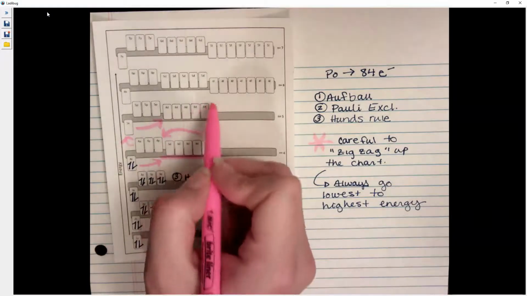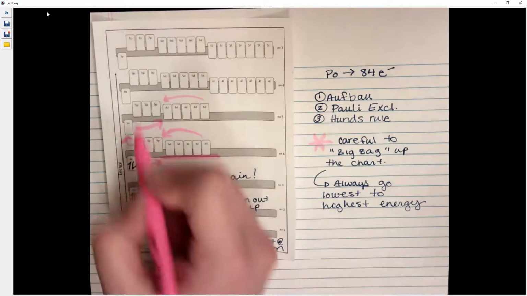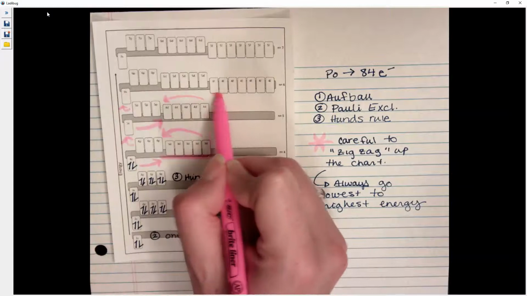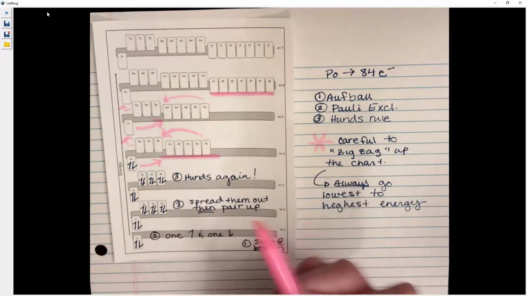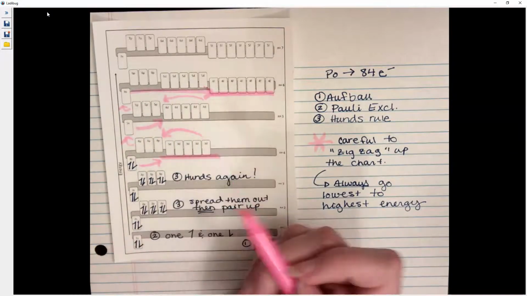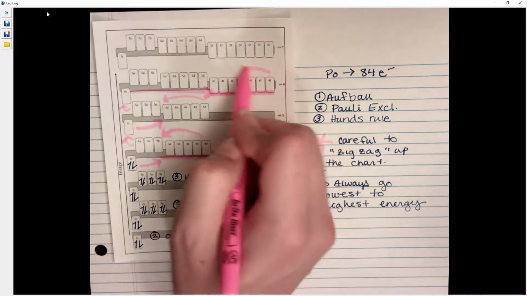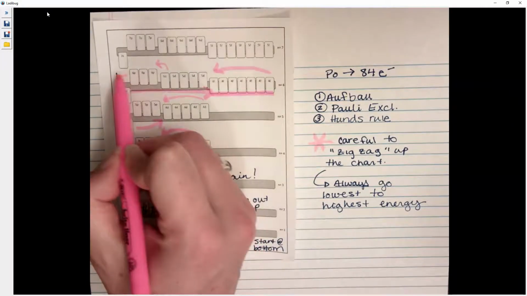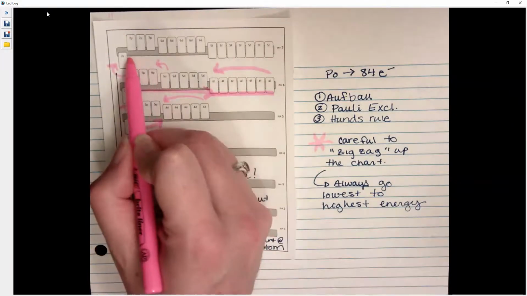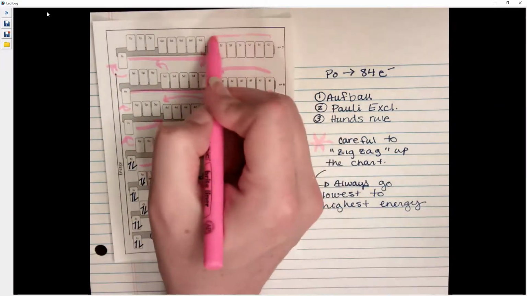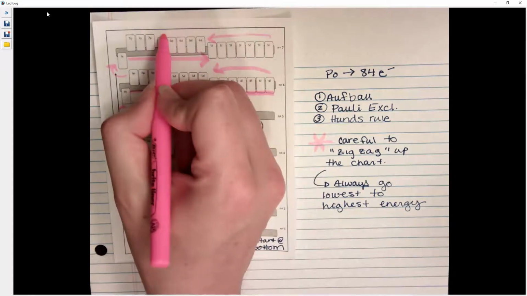4d, 5p, 6s. Now is the first time I ever finally get to fill out a 4f. Then 5d, then 6p, then 7s. Then we get to do 5f, 6d, and at the very end, 7p.